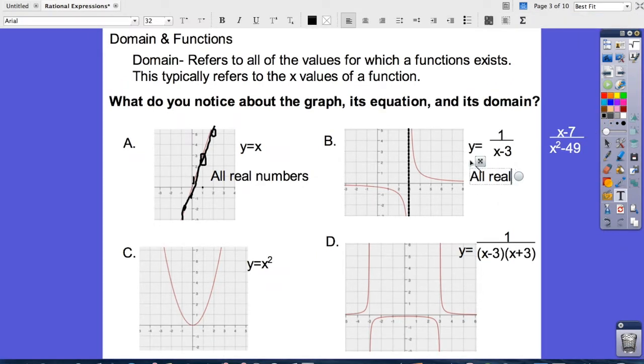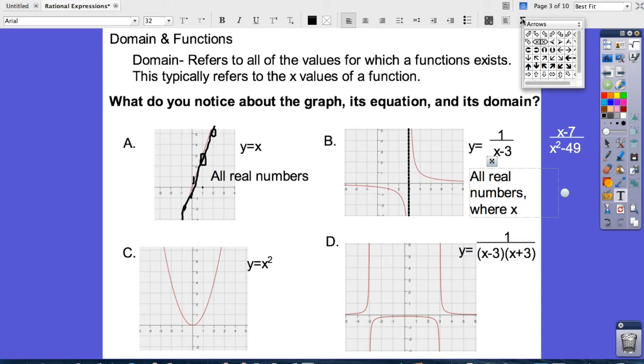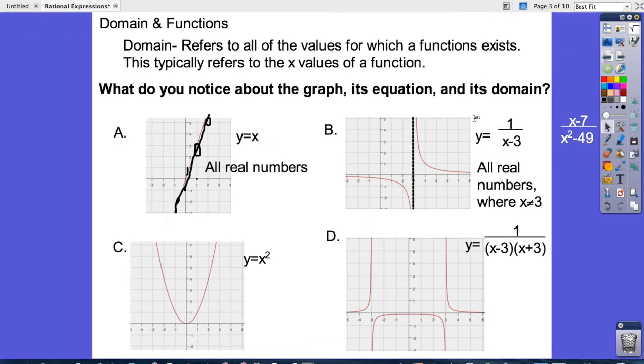So we'll say all real numbers where x is not equal to 3. And that's because when we get to 3, that graph goes away. If you look at the equation y equals 1 divided by x minus 3, if we substituted that 3 in that value, we get 3 minus 3, which is 0, and we can't have a 0 in the denominator.